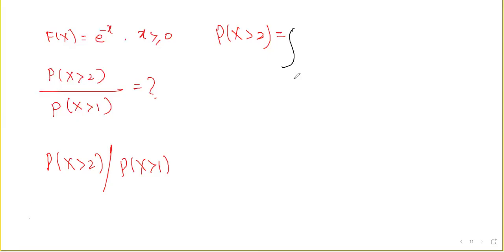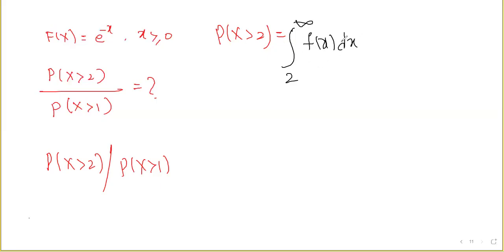Integration. Minus infinity, sorry, not minus infinity. Probability greater than 2, up to the upper limit, we don't know. What is the upper limit of this range? X is greater than 0. We don't know exactly, so it is infinity. Integral of f of x dx. In this way, we need to solve.